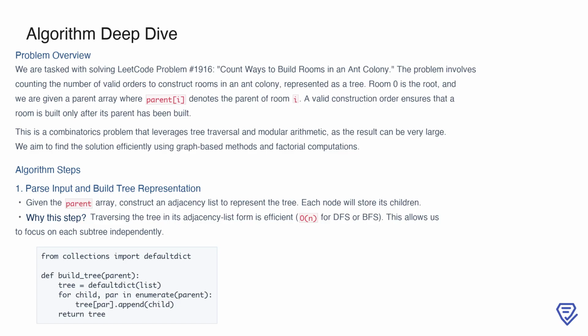The first step in solving this problem is to parse the input and construct a tree representation using an adjacency list. The adjacency list allows us to represent the hierarchical structure of the tree, where each node stores its children. This representation is efficient for traversing the tree and will simplify the process of handling each subtree independently. The provided Python snippet demonstrates how to construct this tree from the parent array in O(n) time, setting the foundation for the rest of the algorithm.